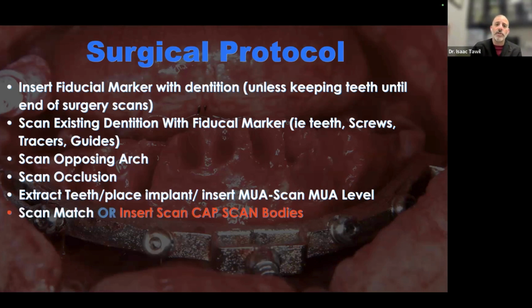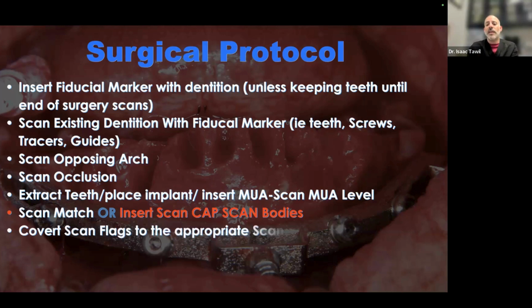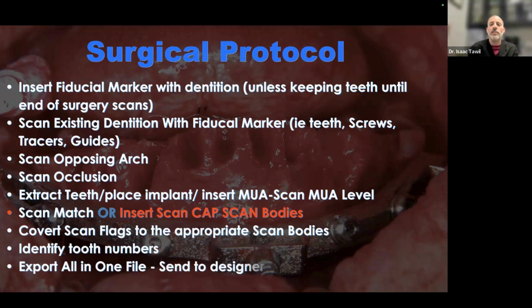We scan the tissue or our denture with the fiducial marker. We scan the opposing arch and the bite. We then extract all the teeth, and we can now go ahead and place our implants, multi-units. And at that point, we can do one of two things. We can try the scan matching and try to match to our fiducial marker, or we can do something new, which is the cap scan body. This is something that we developed to help match the photogrammetric pieces to the actual tissue. We convert those scan flags to the scan bodies. It identifies the tooth numbers automatically in the software, and we send the all-in-one project file over to the designer.